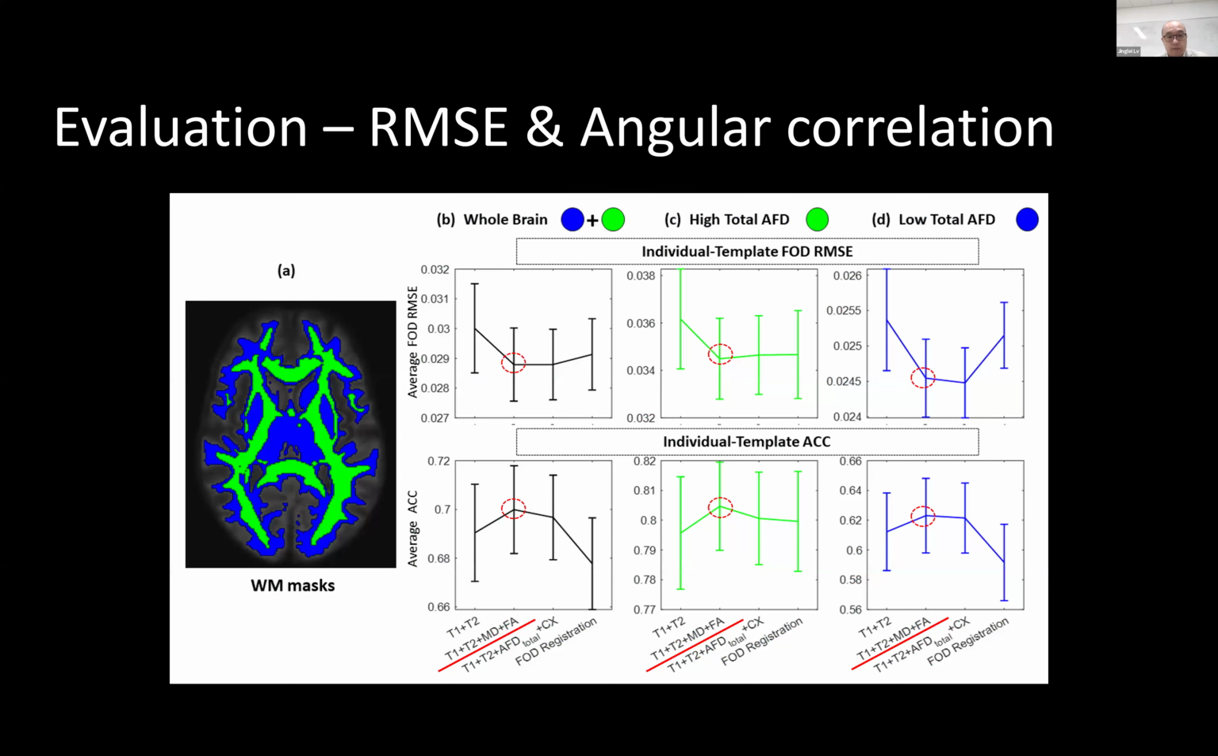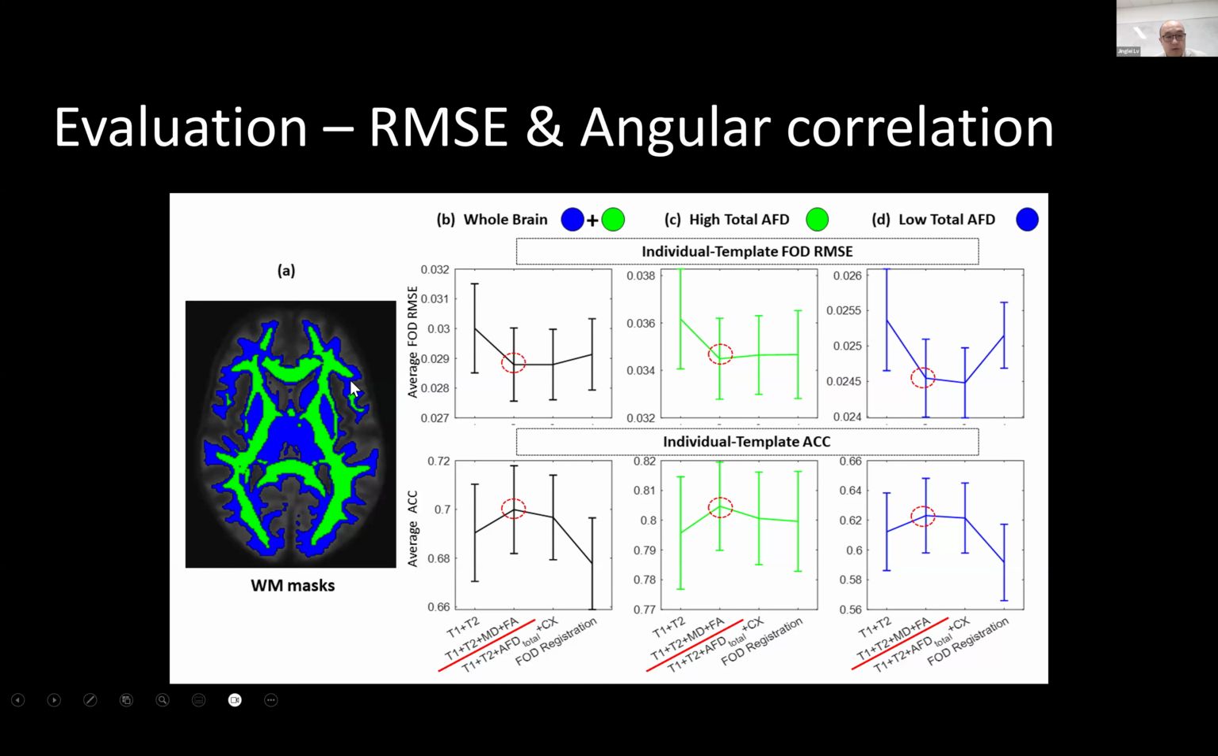We also have some quantitative comparison, and through this comparison, we found that this T1, T2 plus MDFA method gives us the best performance in terms of the individual template alignment for both the deep white matter, these green regions, and the blue regions, which is the superficial white matter, and also the whole brain.